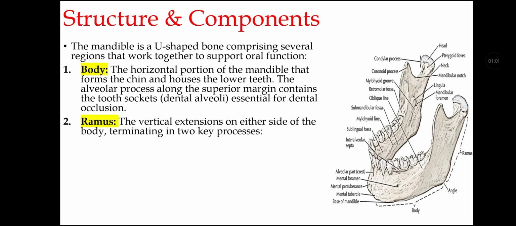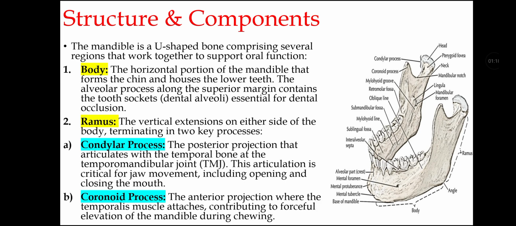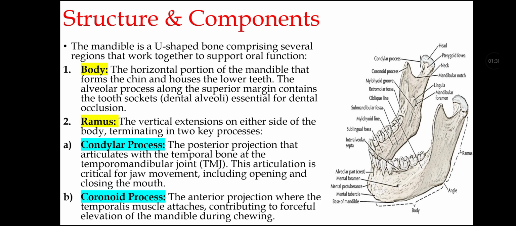The second part is the ramus, that is the vertical extension on either side of the body terminating into two key processes, and these two key processes are the condylar process and the coronoid process. The condylar process is the posterior projection that articulates with the temporal bone at the temporomandibular joint. This articulation is crucial for jaw movement, including opening and closing of the mouth.